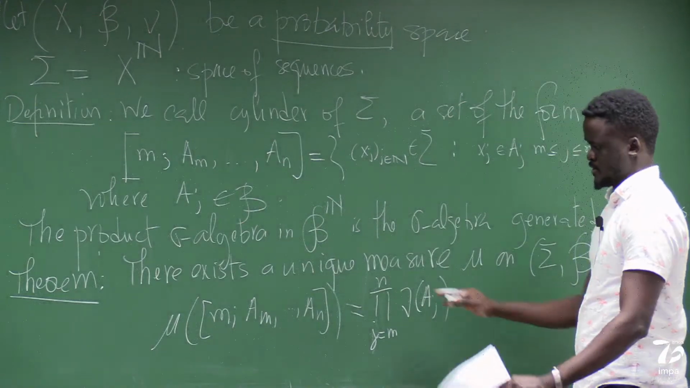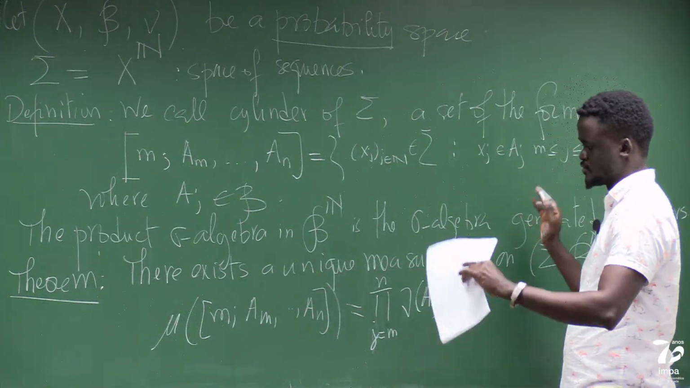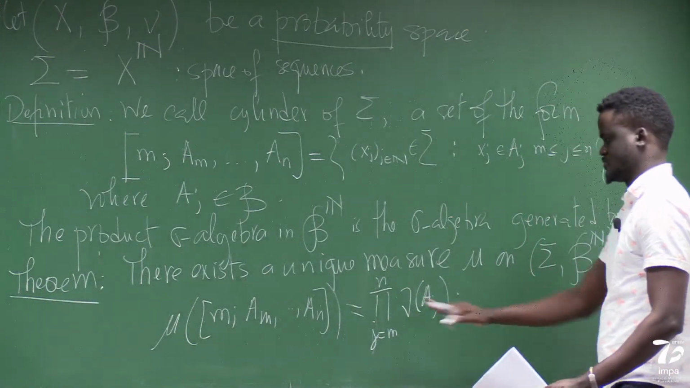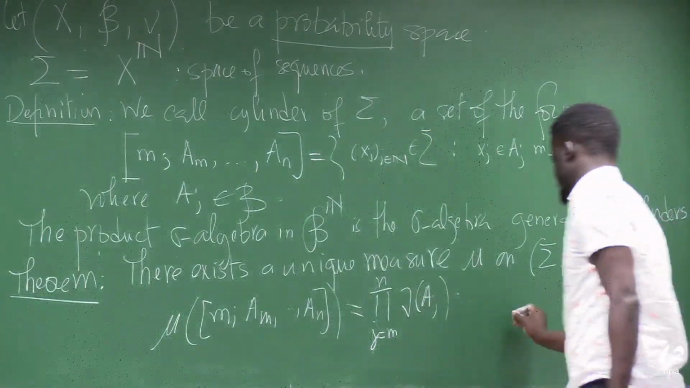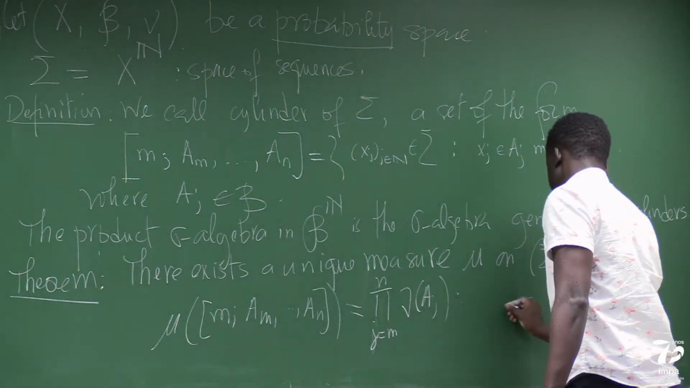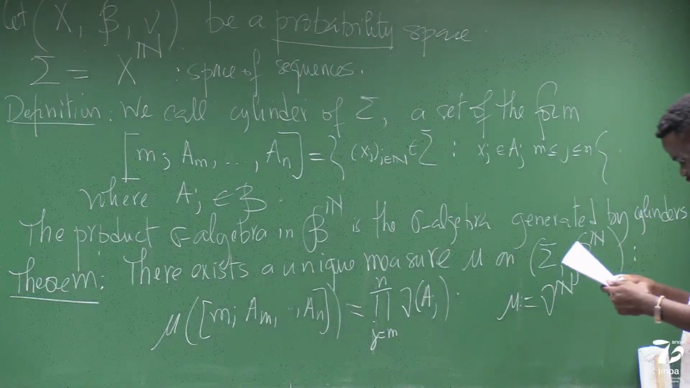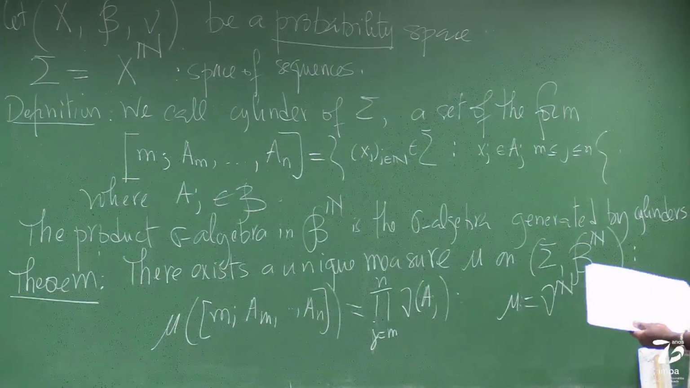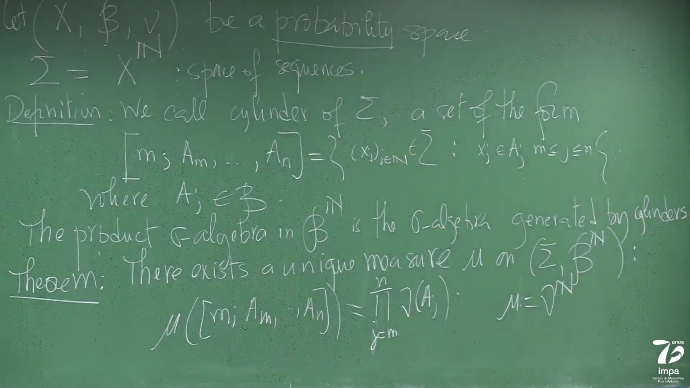The other components of these cylinders, because they are countable, are just the whole space. That's why you just stick to these ones. And this measure is denoted by nu n, just a notation. That puts a sigma algebra and a measure on this space.